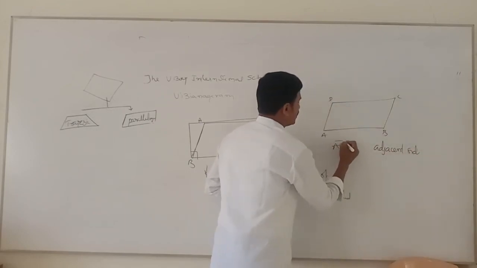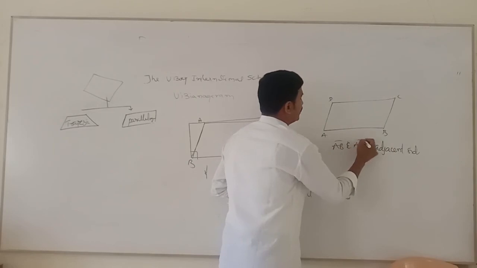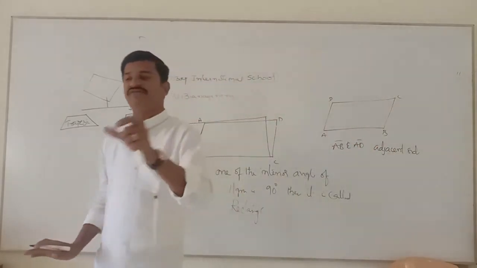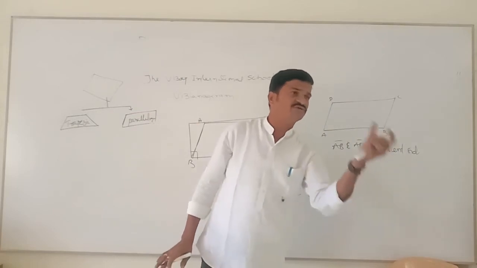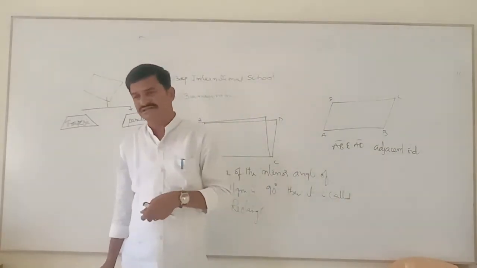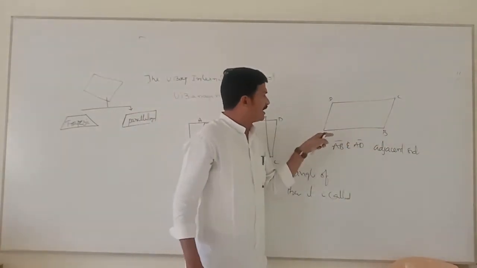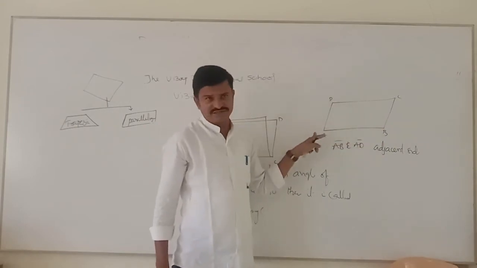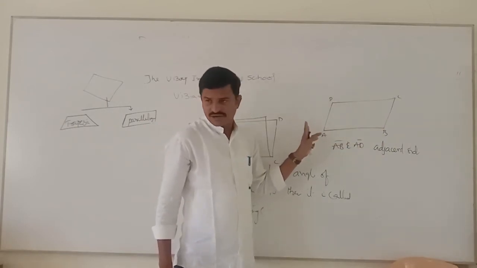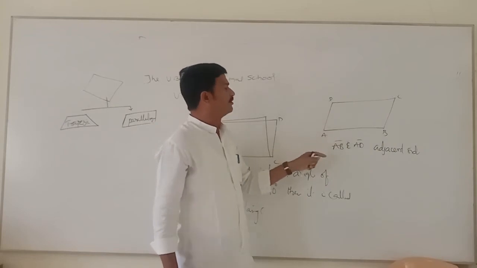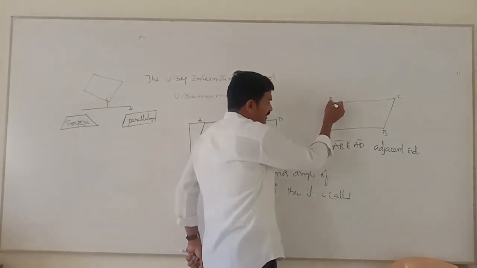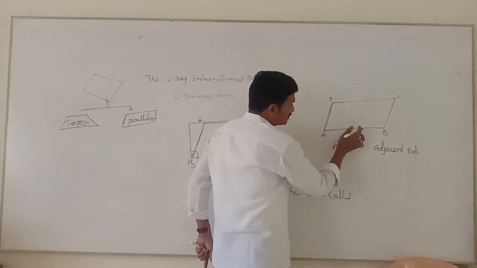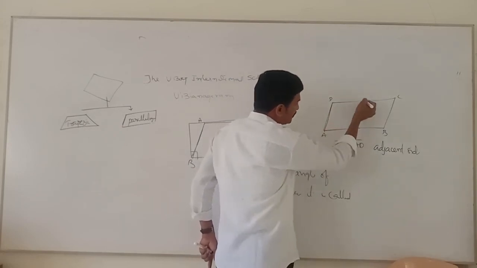AB and AD. If any two sides are having a common vertex, then those two sides are called adjacent sides. So here AB and AD are called adjacent sides. Are you clear? Are you clear or not? Okay. Now in these adjacent sides, if how much length of AD is there, the same length of B also there. Up here it came to be like this.